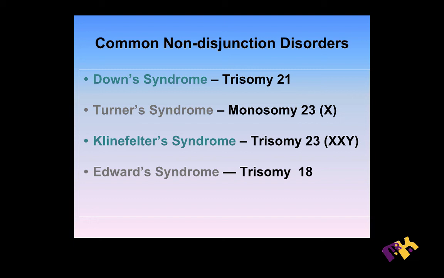But again, I think we probably know many individuals that have Down syndrome that have fully functioning and fulfilling lives, and are super people and individuals in their own right. So it is a non-disjunction disorder, but it does not mean it's fatal. Right? There's some quality of life there. Turner syndrome is when you have only 1 sex chromosome. Trisomy 23 is when you have 3 sex chromosomes, and then trisomy 18 is when you have 3 chromosomes.